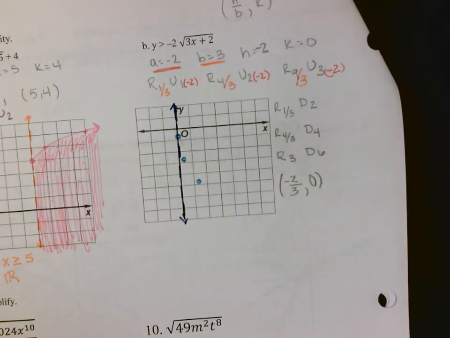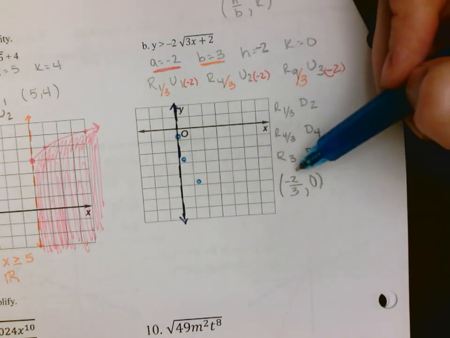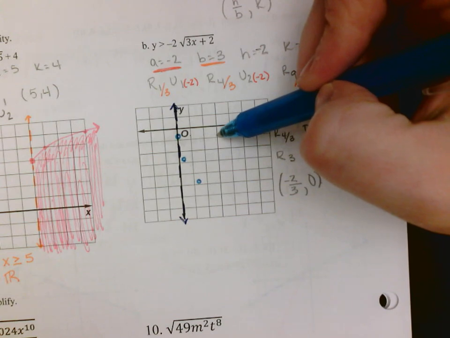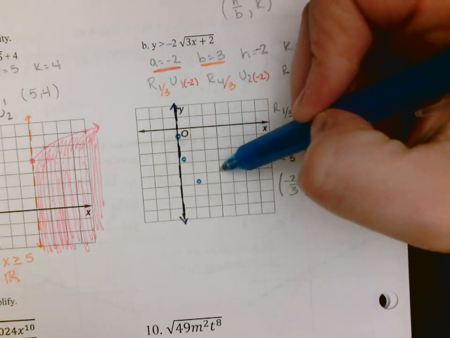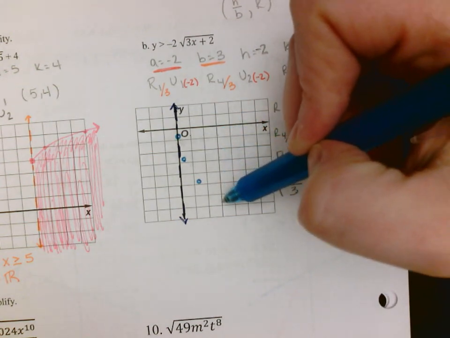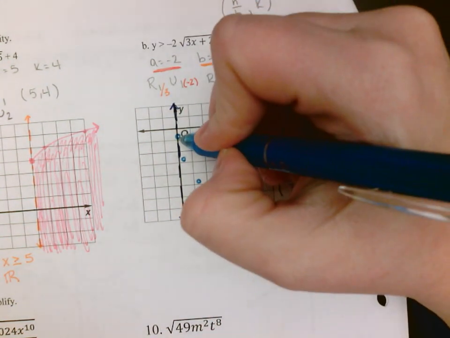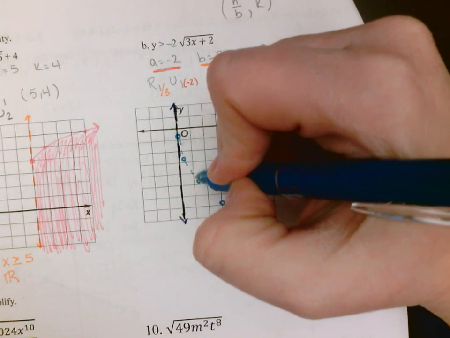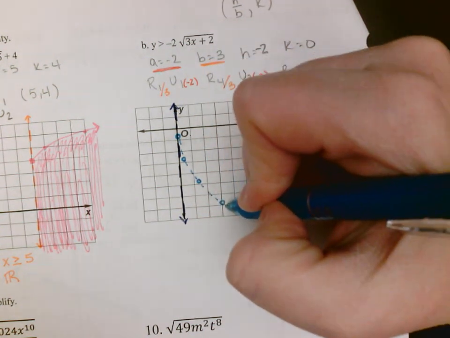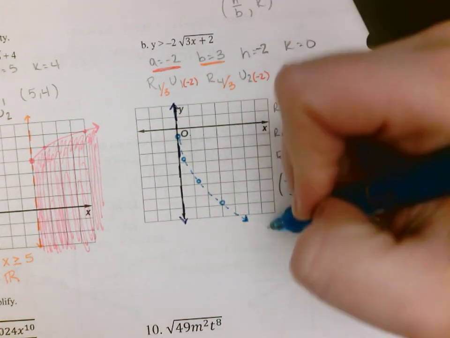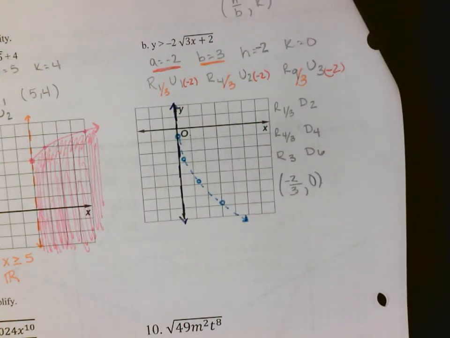None of these are nice. Then I'm going to go right 3, down 6. So right 3, 1, 2, 3, down 6. 1, 2, 3, 4, 5, 6. This is a dashed line. So you've got to make sure that you don't go crazy over here with your shading.